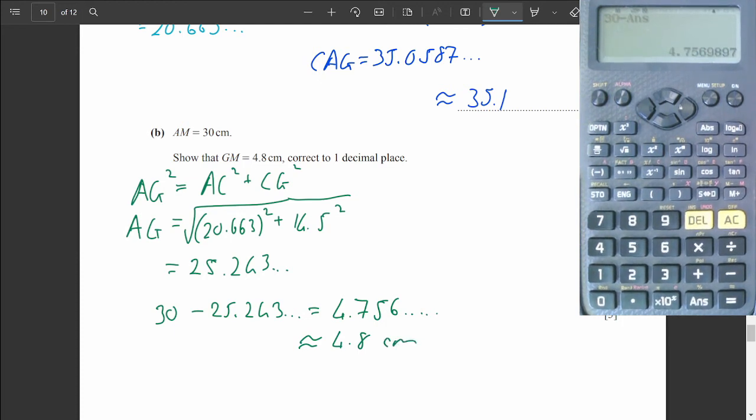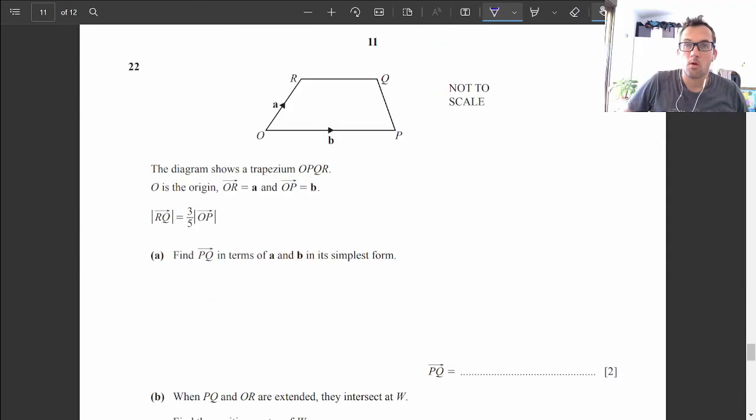Well done. Question 22, last one, swan song, vectors. The diagram shows a trapezium. Now, that's important, trapezium. This is the reason it's a trapezium, because remember the vectors: if two lines are parallel, like the two sides of a trapezium, the vector is not necessarily the same magnitude, but it's similar. So we know that RQ is a fraction of OP.